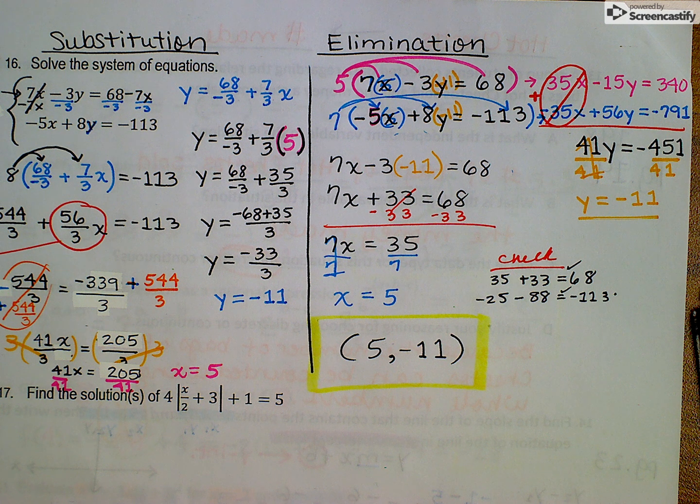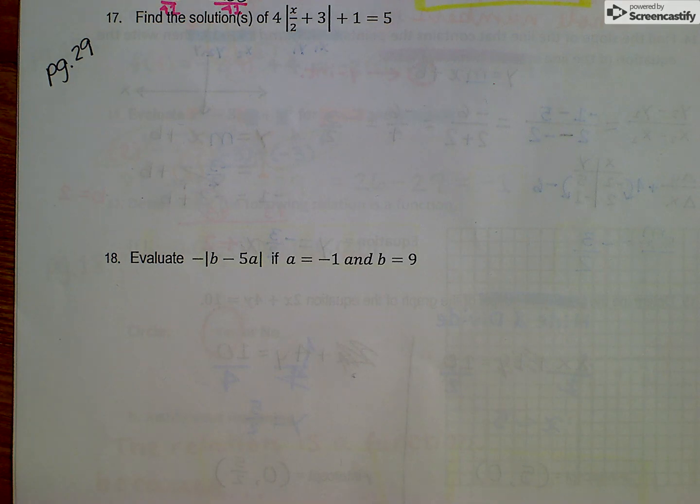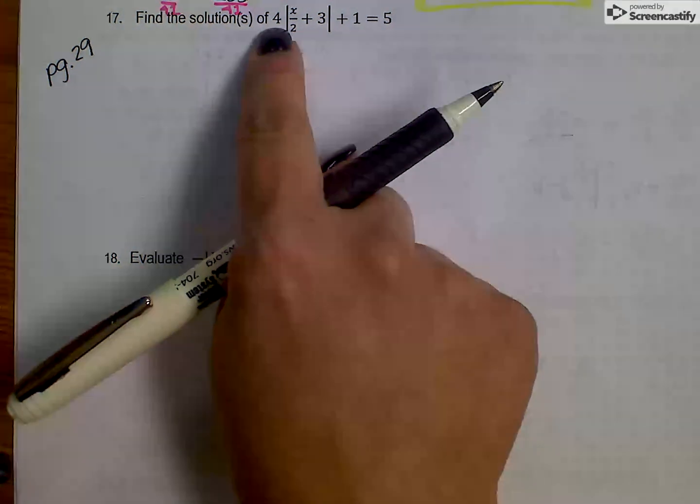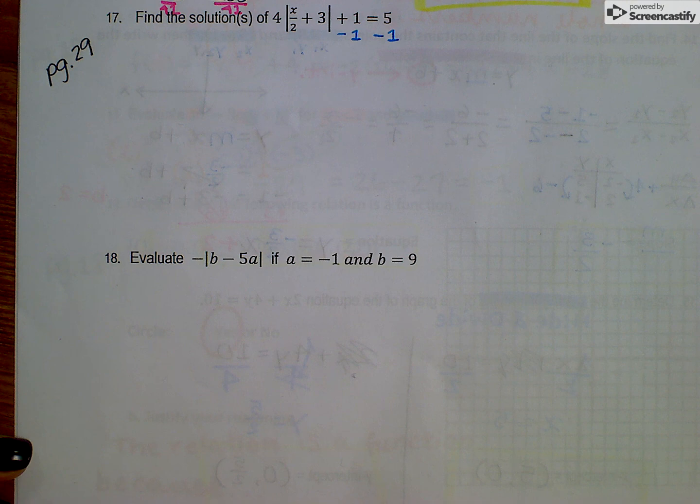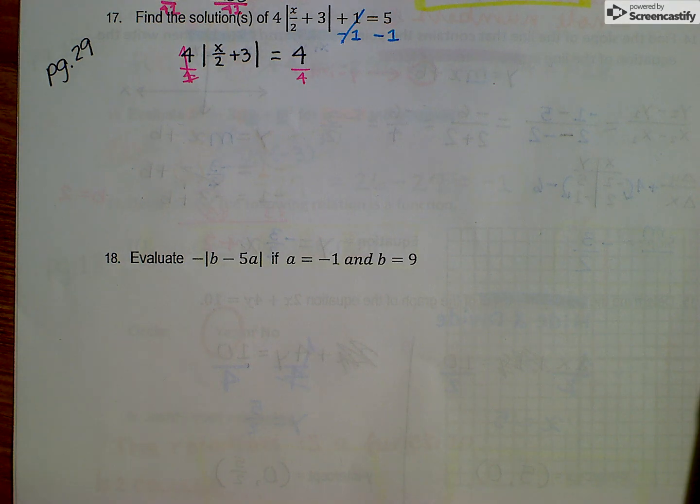Number 17. You can use page 29 to assist you. Remember, get your absolute value bars alone. Now you'll notice I have something on the outside, in front, and behind it. So first, let's remove my constant, then remove my coefficient. Now that my absolute value bars are alone, I can split into my negative and positive versions and solve.